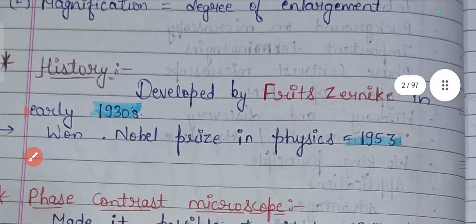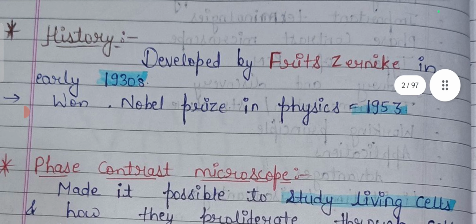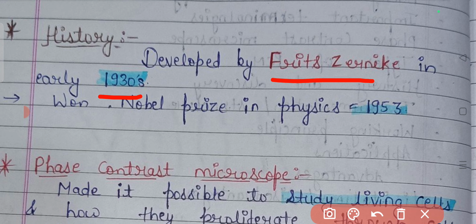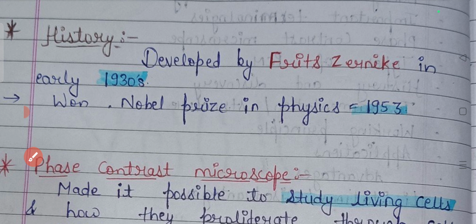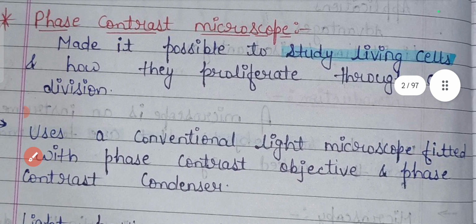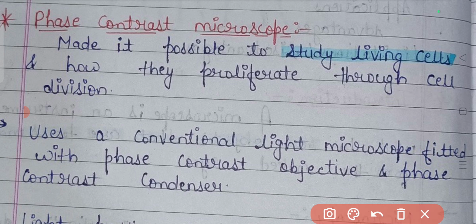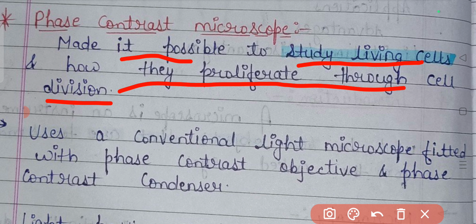Then later, we will discuss the history part, that is, Frits Zernike in the 1930s developed the phase contrast microscope, and for that he won the Nobel Prize in Physics in the year 1953. Now, the definition or overall introduction of the phase contrast microscope: it made it possible to study living cells and how they proliferate throughout cell division. That is under the phase contrast microscope.